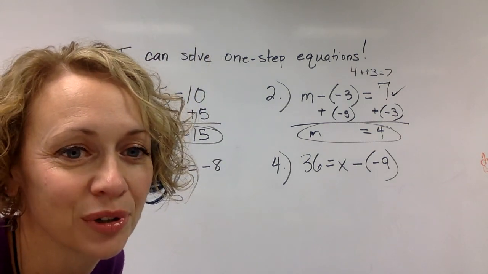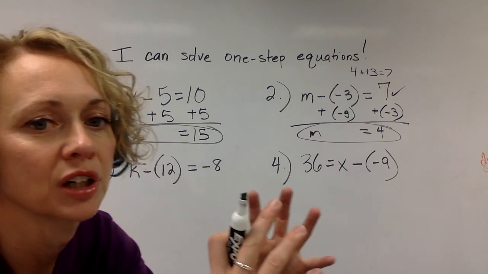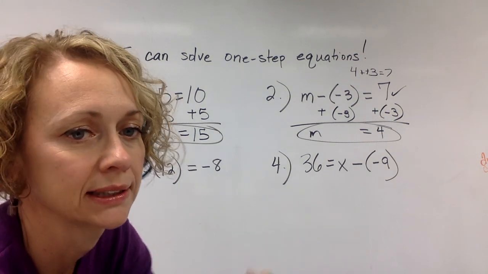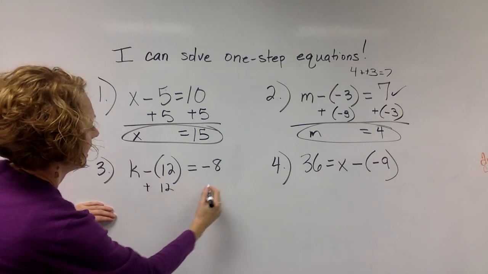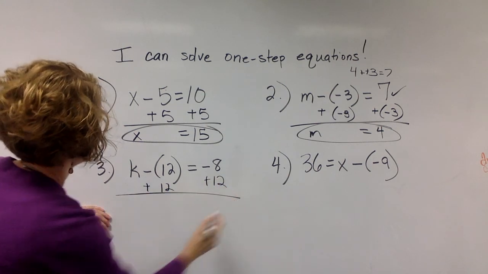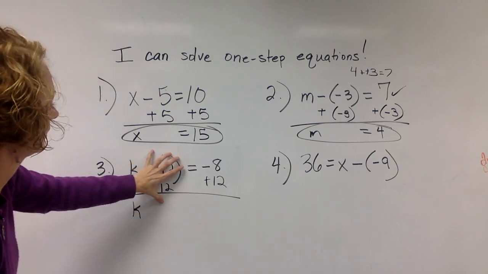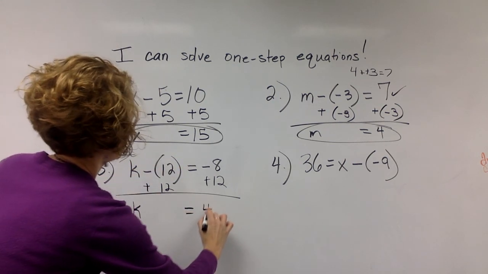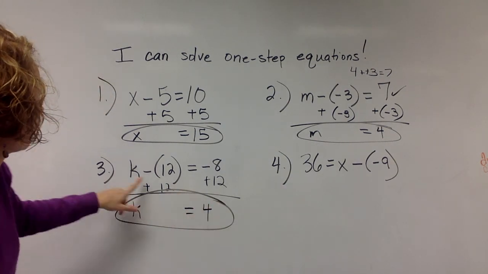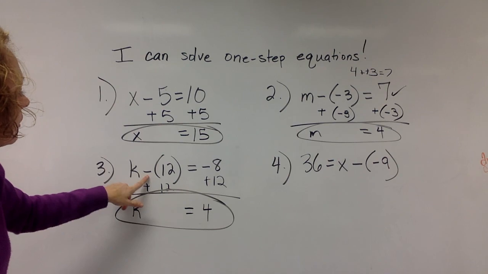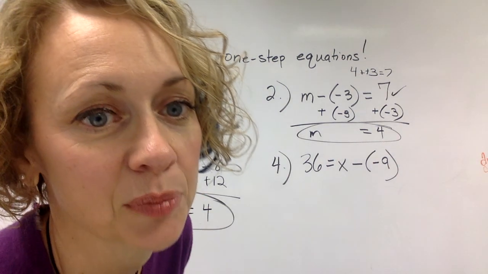All right, let's look at number 3. Number 3 has k minus 12. Notice that 12's got parentheses around it. It just means it's a quantity. I want to get rid of it. So what I'm going to do now is add 12 to both sides. I'm going to work this going down my paper. So I have k, this cancels, equal to 4. Ooh, another 4. I'm going to plug that 4 back in to check it. 4 minus 12, is that negative 8? Yes.